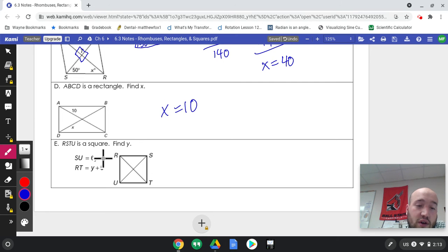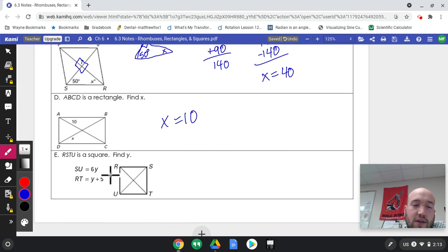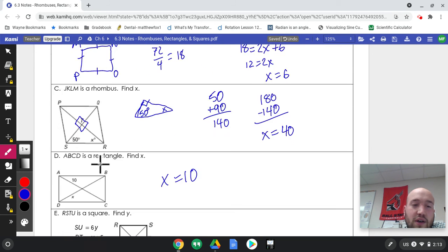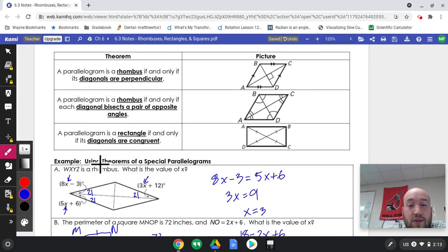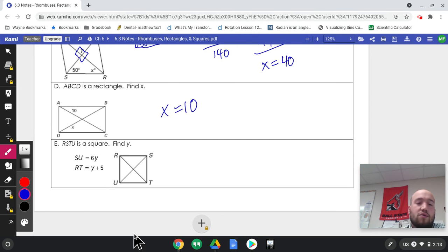And our final one, RSTU is a square, find y. Over here, SU, that diagonal is 6y. RT, that diagonal is y plus 5. Now here's the thing, if it's a square, it's also a rectangle and a rhombus. So if it's a rectangle, we know the diagonals are congruent, so these two will have to be congruent to each other. So 6y equals y plus 5. You can subtract that y, and we'll have 5y equals 5. We divide by 5, we get y equals 1.